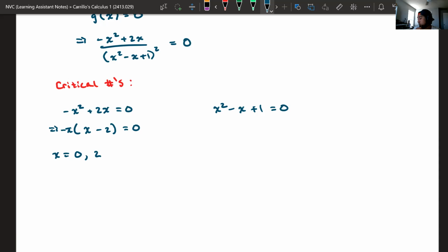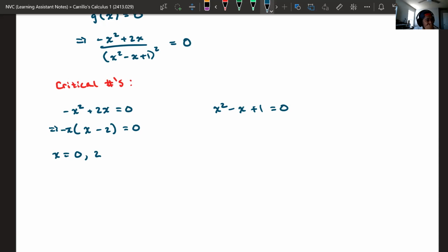I'll give you guys a hint of how to tell if something's factorable. What are two numbers that multiply together that give us 1, that when added, give us a negative 1? Nothing, right? There's nothing that multiplies together to give us a 1 that when added together gives us a negative 1. So this does not factor.